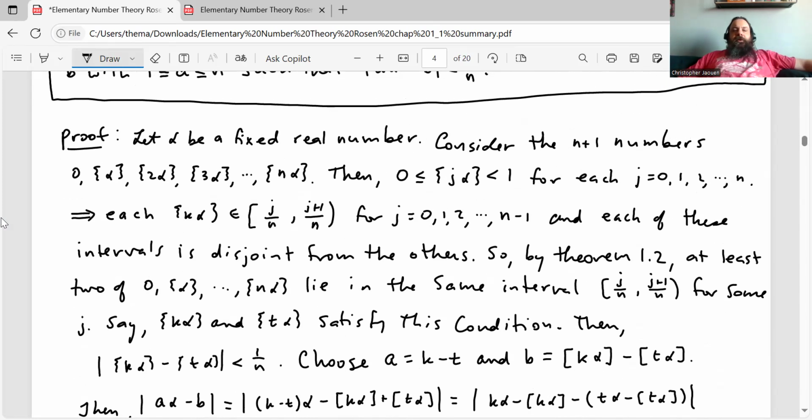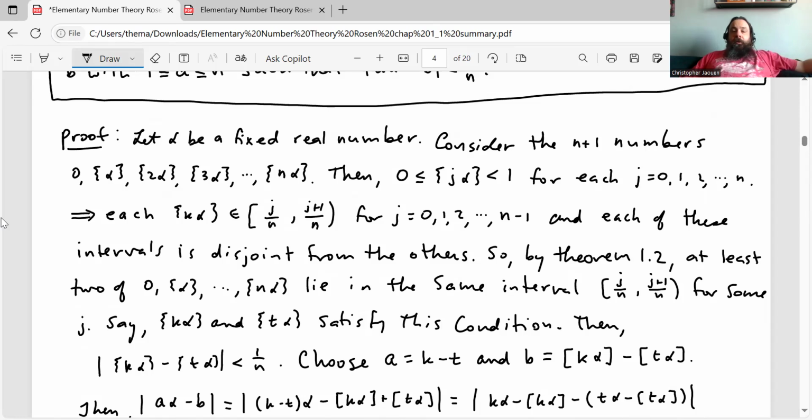Okay, let alpha be a fixed real number. Consider the n plus 1 numbers: 0, then the fractional part of alpha, the fractional part of 2 alpha, and so on, up to the fractional part of n alpha. Then 0 is less than or equal to the fractional part of j alpha, which is less than 1, for each j = 0, 1, 2 through n. Each fractional part of j alpha is in an interval j, where the interval goes from j over n inclusive to j plus 1 over n not inclusive, for j = 0, 1 through n minus 1, and each of these intervals is disjoint from the others.